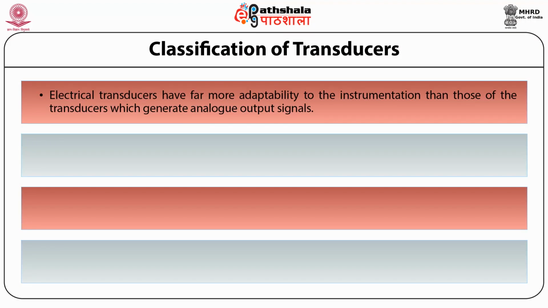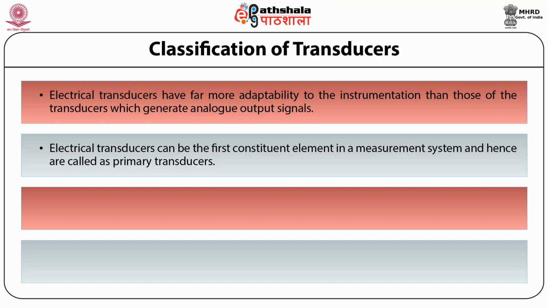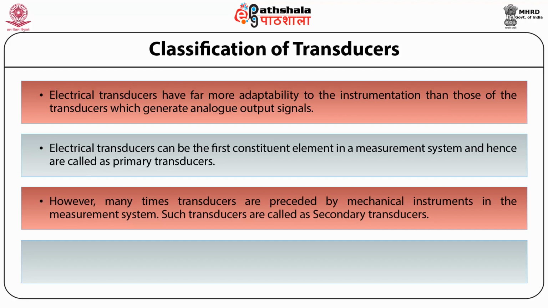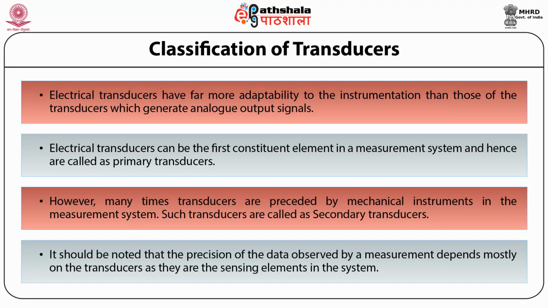Electrical transducers have far more adaptability to the instrumentation than those of the transducers which generate analog output signals. Electrical transducers can be the first constituent element in a measurement system and hence are called primary transducers. However, many times transducers are preceded by mechanical instruments in the measurement system. Such transducers are called secondary transducers. It should be noted that the precision of the data observed by a measurement depends mostly on the transducers, as they are the sensing elements in the system.